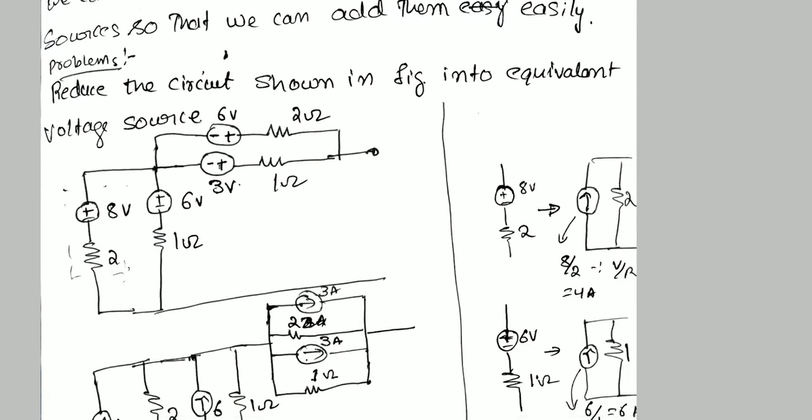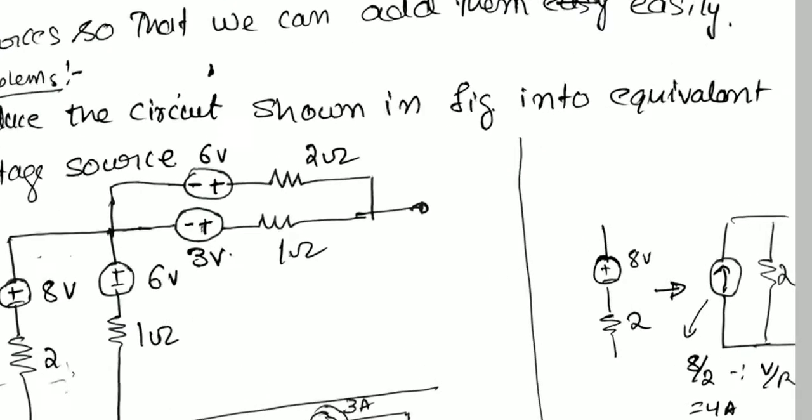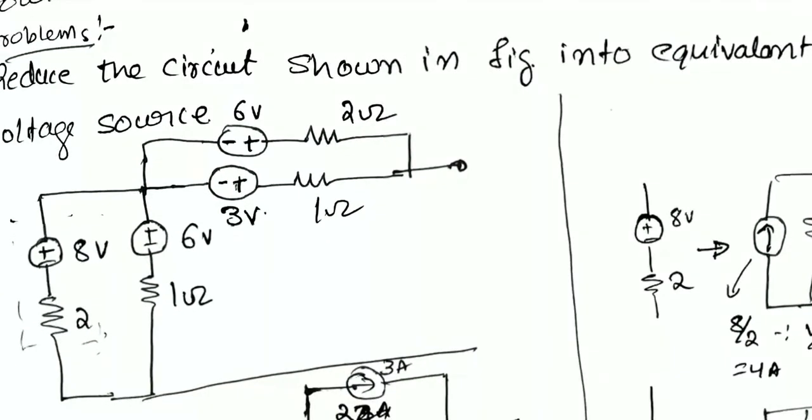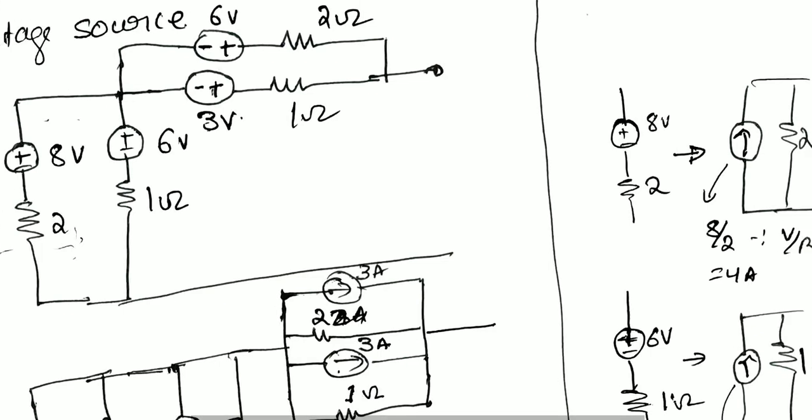So here there is an example. The problem states: reduce the circuit shown in the figure into an equivalent voltage source. So a complete network should be converted into a single voltage source with a resistance in series. As I told before, see these voltages, 8 volt and 6 volt, they are in parallel. I cannot add them because they are in parallel, so I have to convert them into an equivalent current source so that I can add.